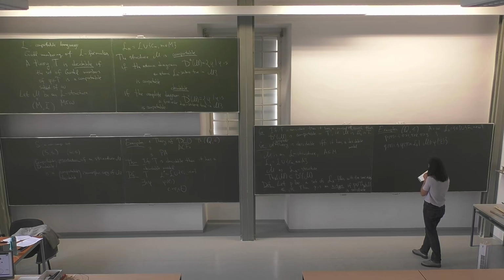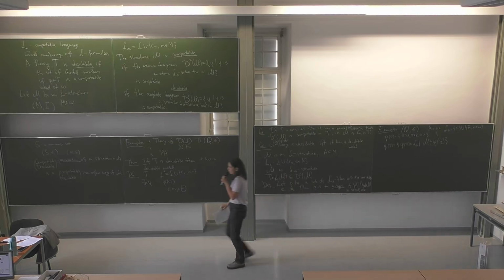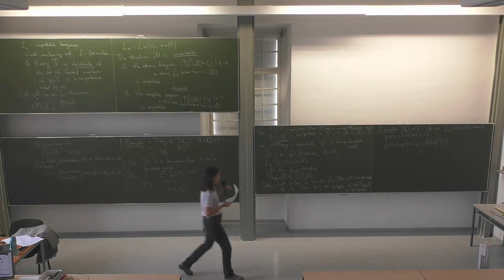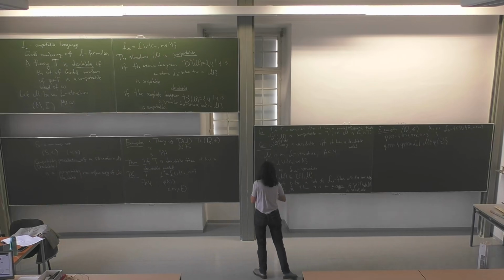Okay, in particular, just from the effective version of compactness, we may show that if we have a decidable theory and a computable type, then we can realize this type in a decidable model of the theory.